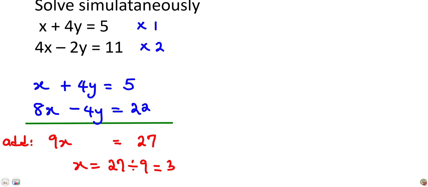So what I'm going to do next is to substitute this value x equals 3 either in the first equation or the second equation. Whichever one I choose, I'm still going to have the same answer. But I prefer the first one because it's a very simple equation. So if I substitute x is 3 in the first equation, I go 3 plus 4y is equal to 5.